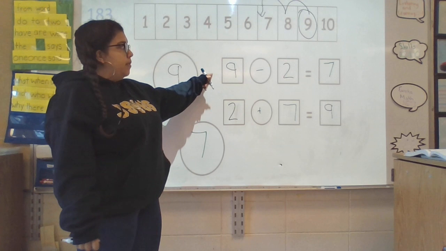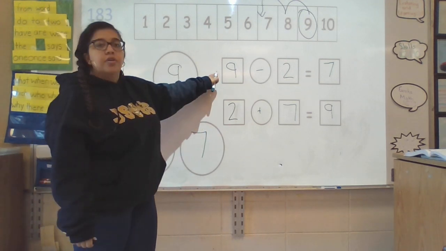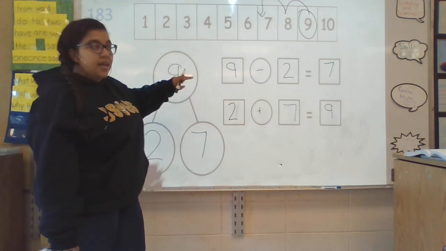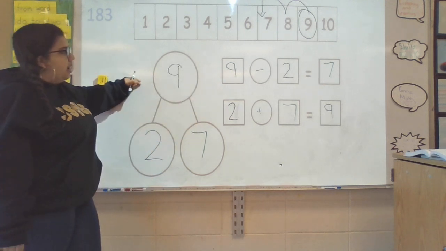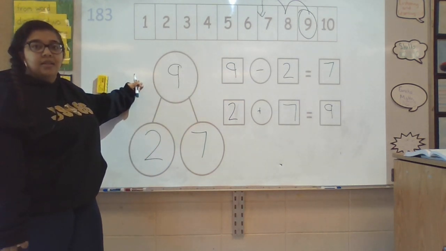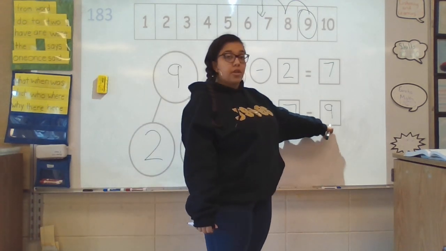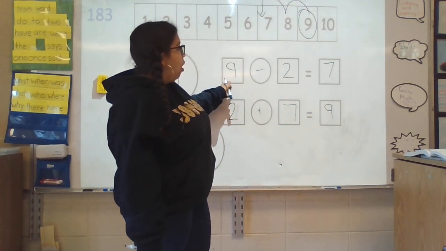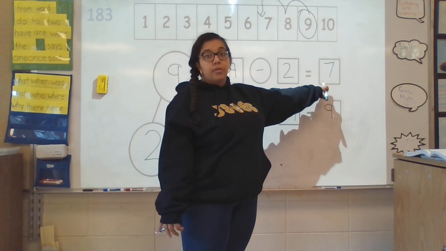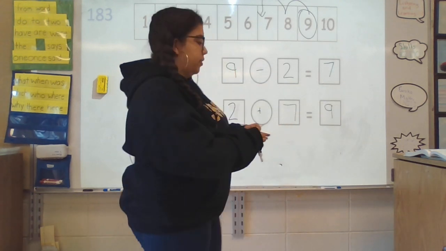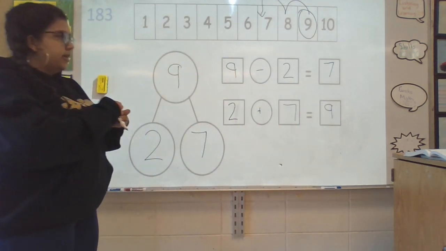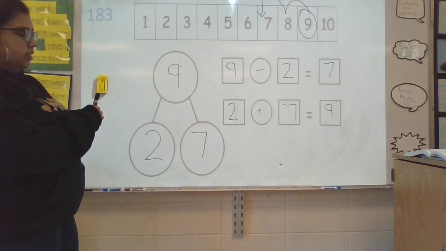Are these two number sentences both true? Yes. Did both of these number sentences come from this number bond? Yes. This is part plus part equals whole. This is whole minus part equals part. All right, good job. So let's do some bookwork practice.